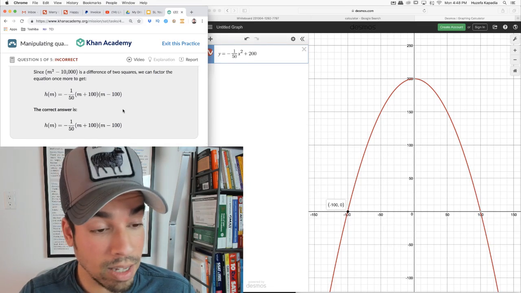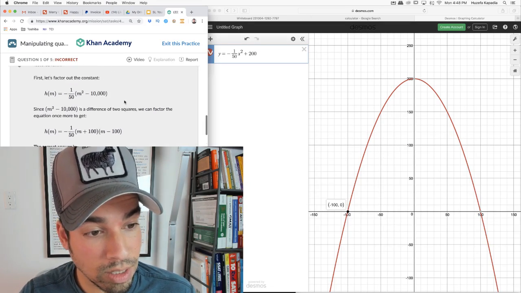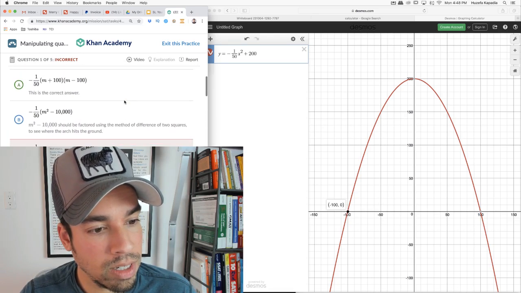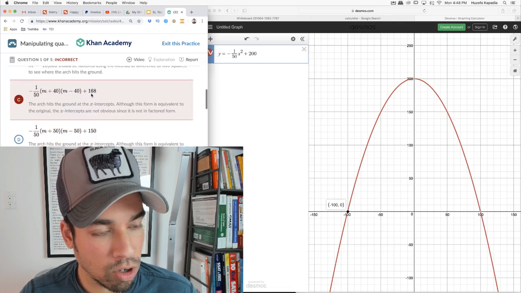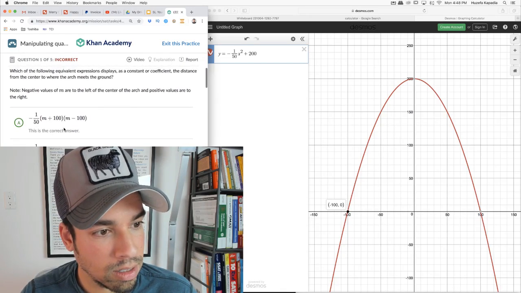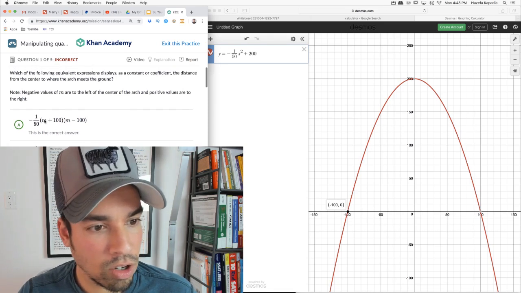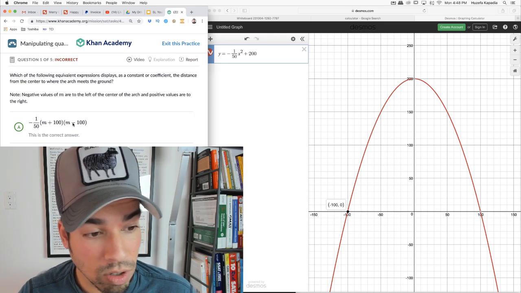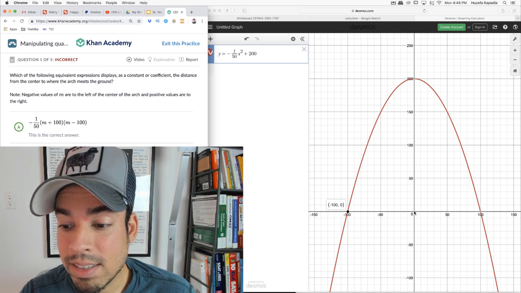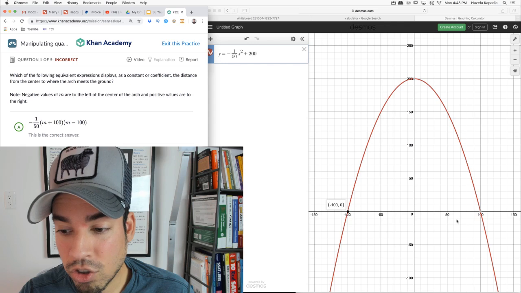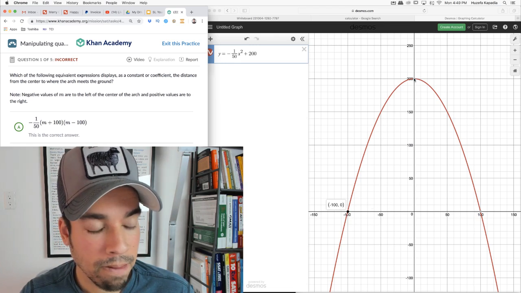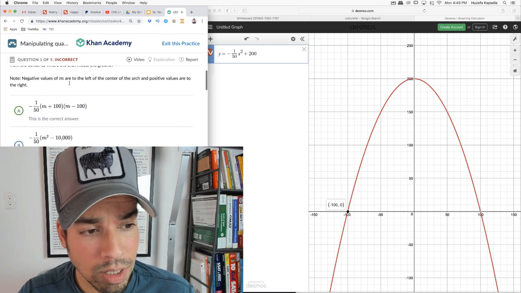I am anti this question. I think this question is ridiculous and is poorly worded. I mean, all of these are equivalent to this expression above. I do not understand why this is the distance from the center to where the arc meets the ground. This makes no sense to me. Unless you're talking about 100 and 100, if you're talking about the center meaning down here, yes, this is 100 away and 100 away if that's what it's talking about. But that's not the center of the archway. Okay, that's probably what they meant. I really don't like that question.